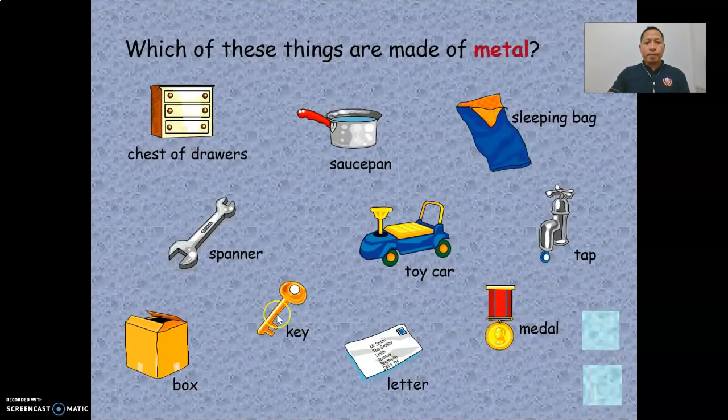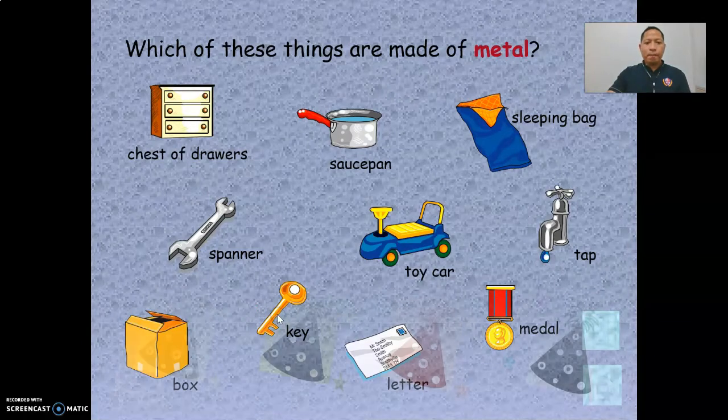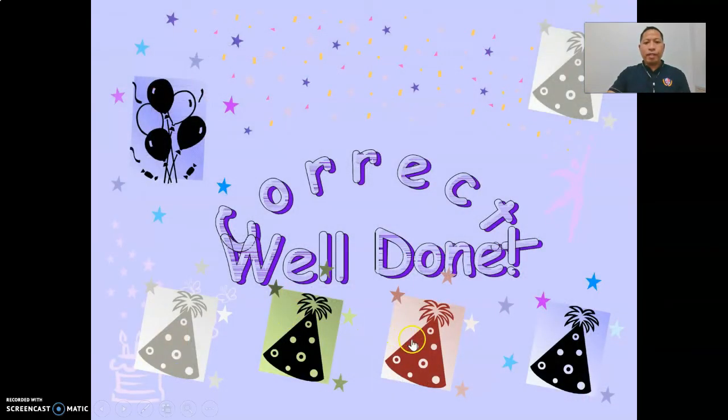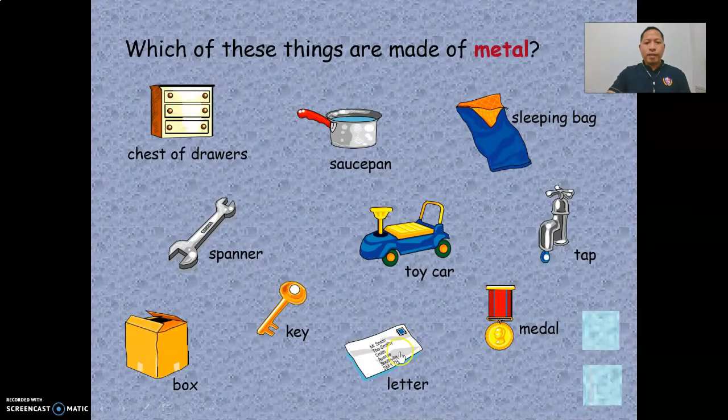Next. A key. Is it made of metal? Yes or no? 3, 2, 1. Very good. Well done. Next. A letter. A letter is a piece of paper. Yeah. So 3, 2, 1.